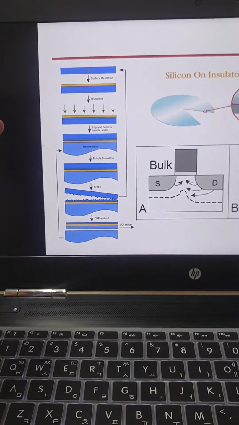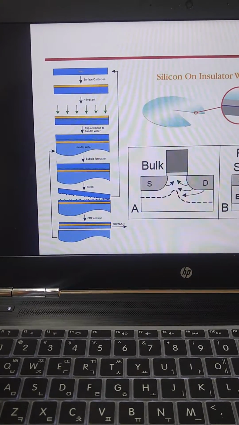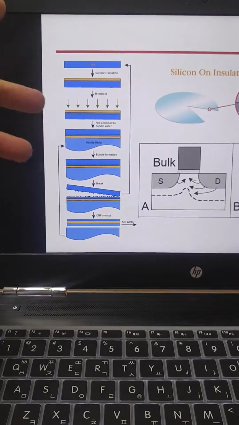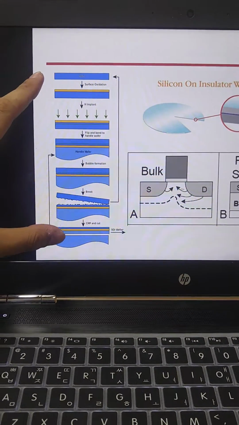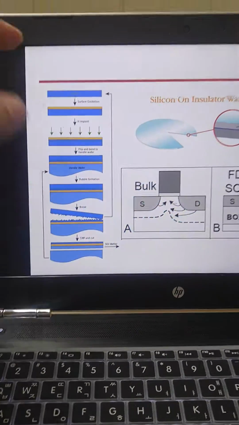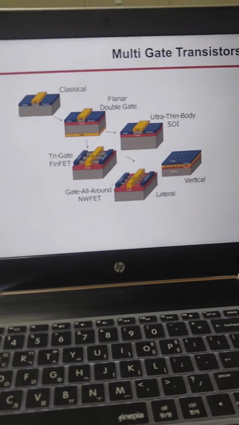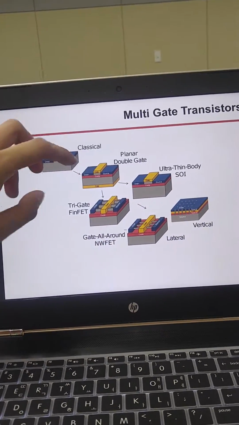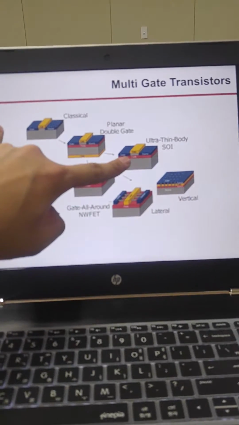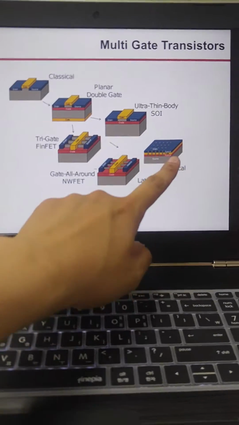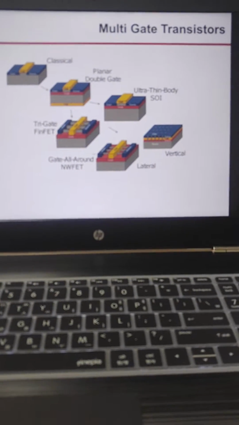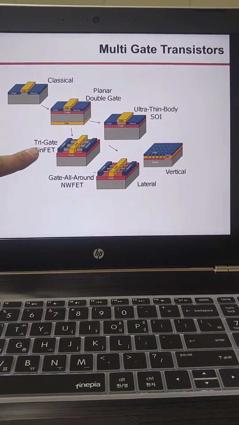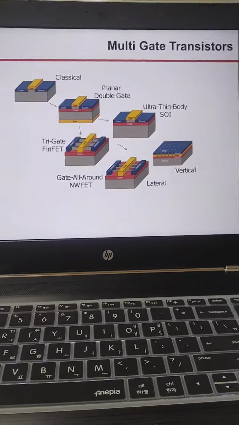But in the lecture, there was a company who invented the technology to make SOI easier, and this is the process for it. And these are multi-gate transistors, and this is planar double gate, and it is divided into a 3-gate FinFET and ultra-thin body SOI, and this is for vertical structure, and this is lateral. But nowadays we usually use 3-gate FinFET in engineering.